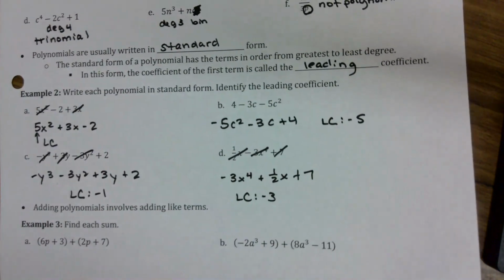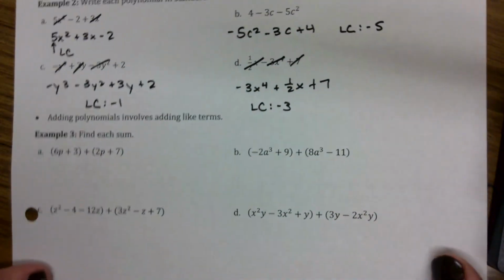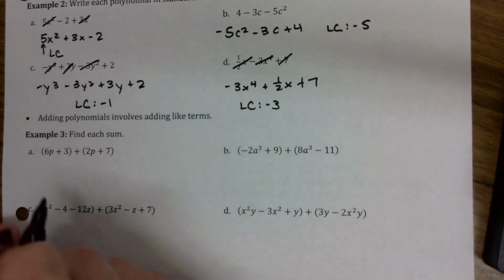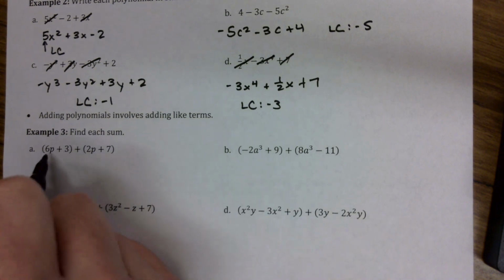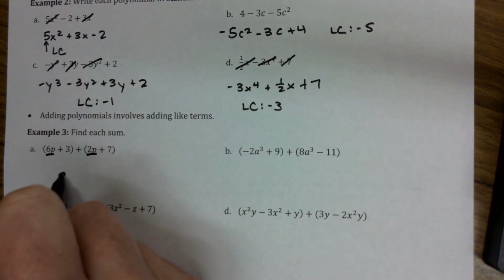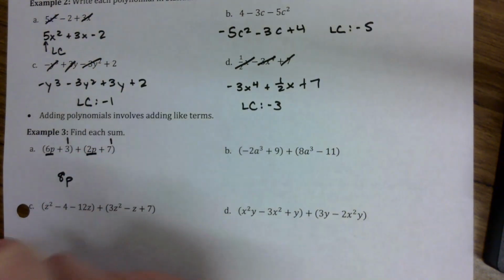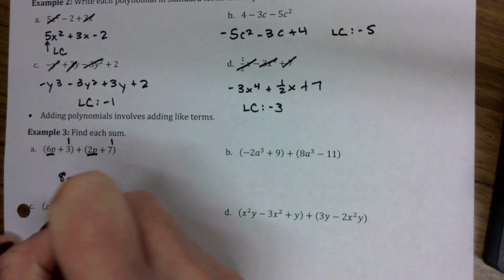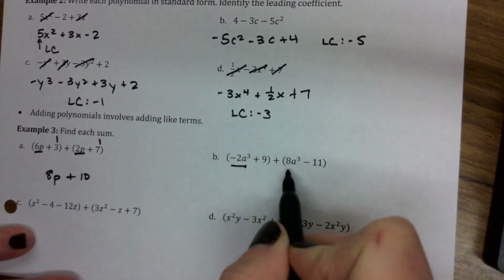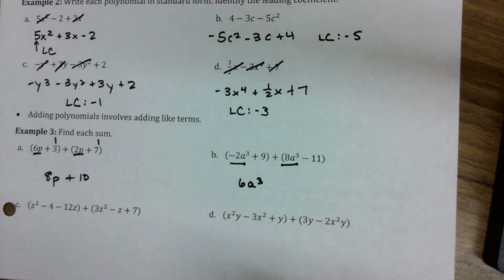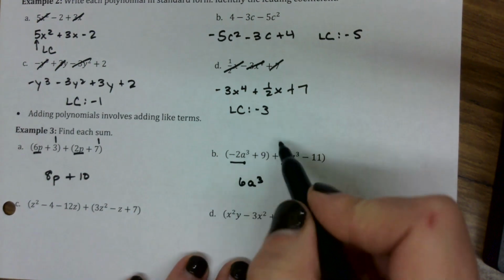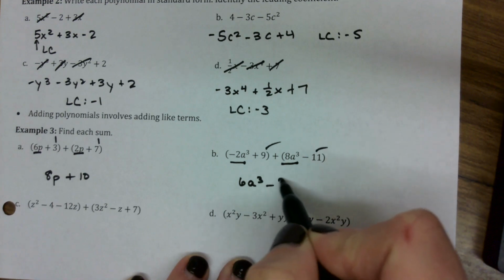Okay. Example 3 asks us to find the sum. Okay, the sum is just adding. We can just drop the parentheses because nothing is affecting adding. So we have a 6p and a 2p, which is an 8p. We have a 3 and a 7, which is a 10. We have a -2a cubed and an 8a cubed, which is a positive 6a cubed. And then we have a 9 and a -11, which is a -2.